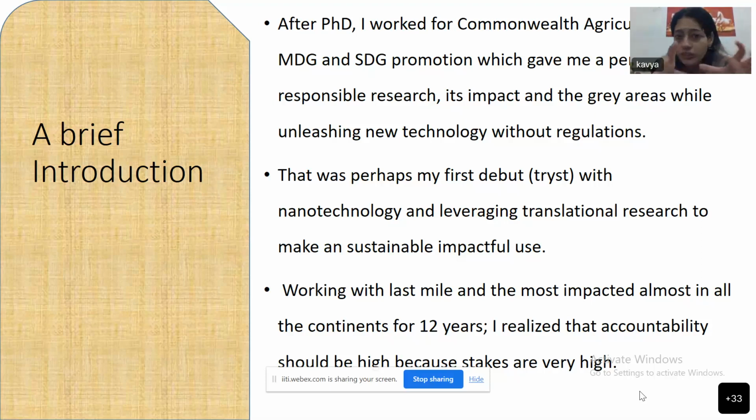So launching a technology or ideating a technology was one aspect. That was very much an aspect which an engineer thinks about. But what about placing it into safe hands? So that was my first tryst, the field experience. Seeing people benefiting from the technology in one generation and suffering from the same technology in another generation was my first tryst with nanotechnology, and with leveraging translational research to make a sustainable impact and use.